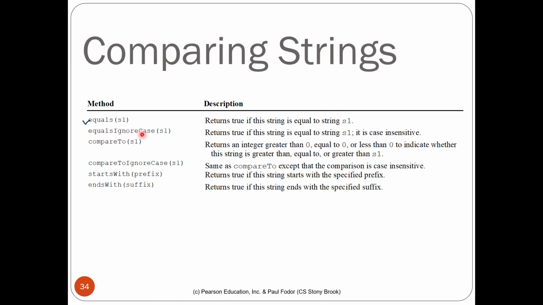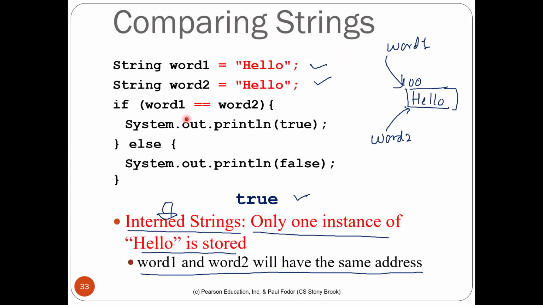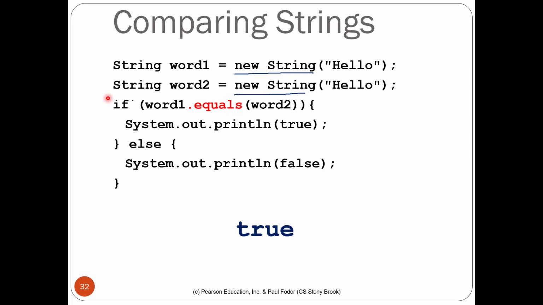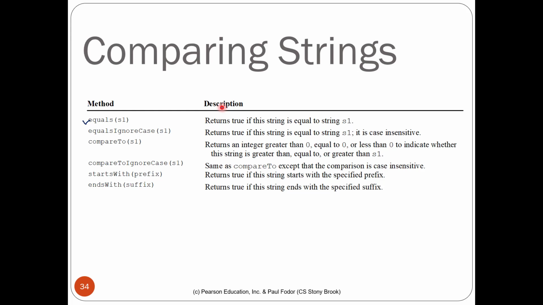Okay, equals ignore case. What will it do? Similar to equals, it will return true if this string is equal to string s1. So you should have s2 dot equalsIgnoreCase s1, right? That's how we are doing it. Here if you have another string s2, then you should say s2 dot equalsIgnoreCase s1. It will return true if this string is equal to string 1, ignoring the case.